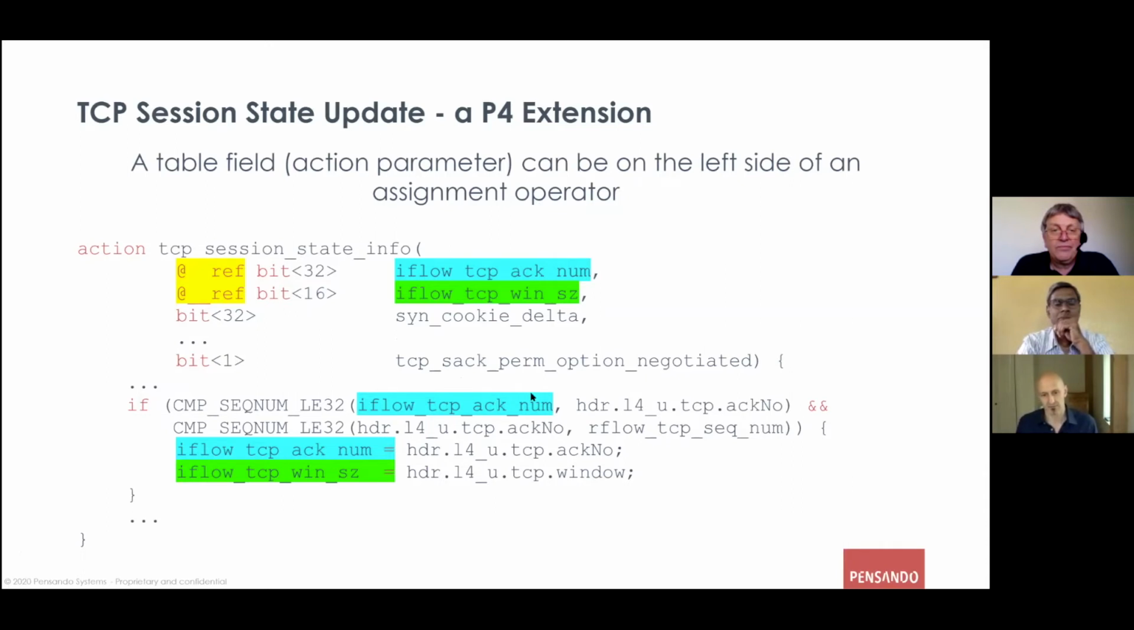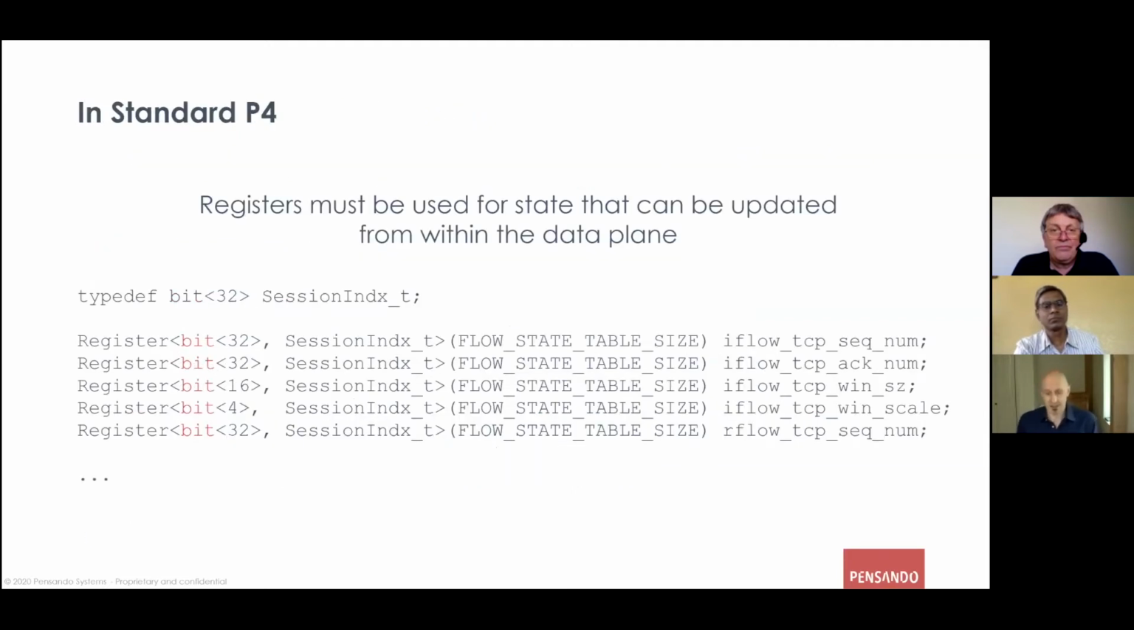And here we see that, first of all, we check that the acknowledgement number in a new TCP message we are processing is coherent with what we have seen before, with what we have stored. And if so, we are going to update the information of the valid acknowledgement number that we expect in the forward direction. So here we see again another extension, the possibility of having one of the action parameters on the left-hand side of an assignment operation. So what we have just seen is not available in standard P4 16.